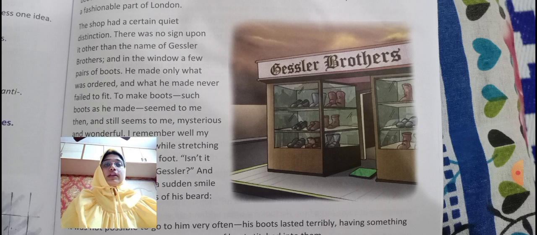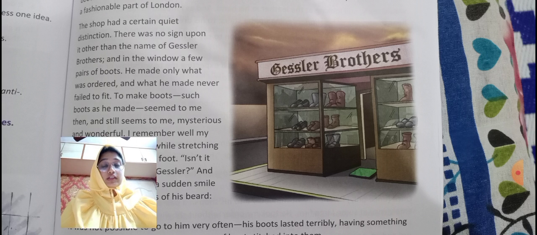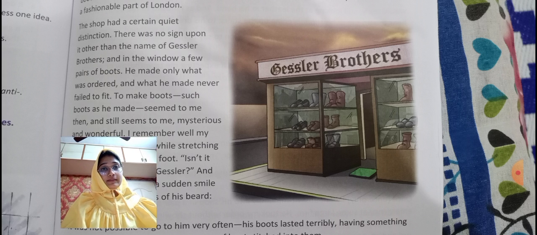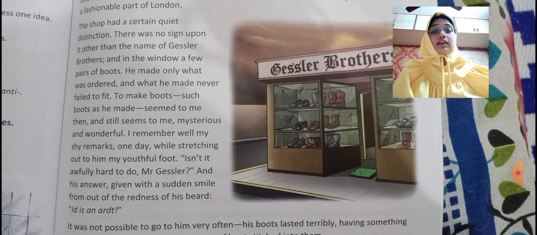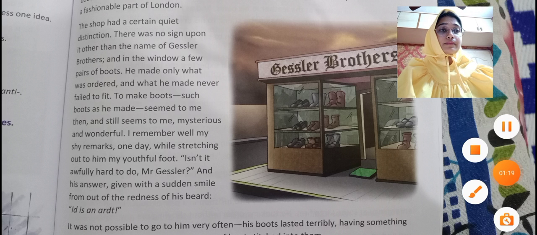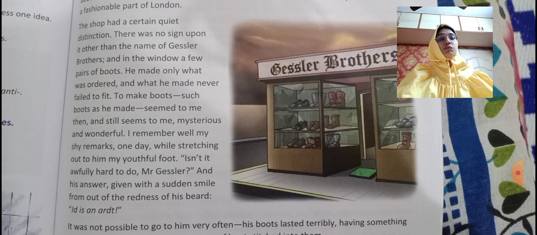He made only what was ordered, and what he made never failed to fit. So what was the speciality? Only the ordered stuff was in the display. He made only the boots which were ordered, and whatever he made never failed to fit. To make boots, such boots as he made, seemed to me then and still seems to me mysterious and wonderful.